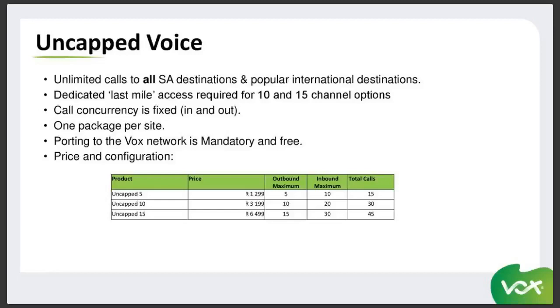If you look at the table at the bottom of this slide, you'll notice there's pricing, and there's also the configuration of the product. If I take the uncapped 5 as an example, it's actually configured to allow a maximum of 5 outbound calls at the same time, plus a maximum of 10 inbound calls at the same time. So it's effectively a 15-channel product, but hard-coded like that, 5 out and 10 in. Similarly, the uncapped 10 and uncapped 15 have those types of call limits put in place. The uncapped 15, if you really think about it, is essentially a 45-channel product because it can allow up to 30 calls coming in at the same time, plus 15 going out.